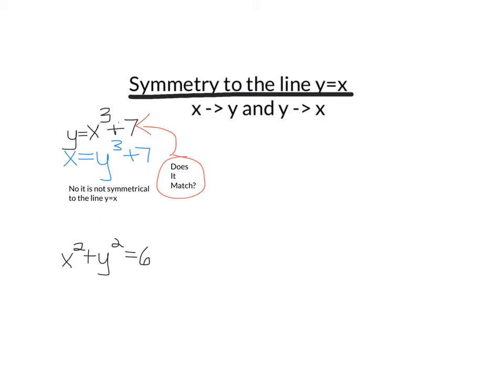Now let's repeat the process for the second example. Again, I'm going to make my x my y, and I'm going to make my y my x. And I ask myself the question again, does it match the original equation? And in this case, yes it does, because the x and y is commutative. Therefore, we can conclude that yes, it's symmetrical to the line y equals x.